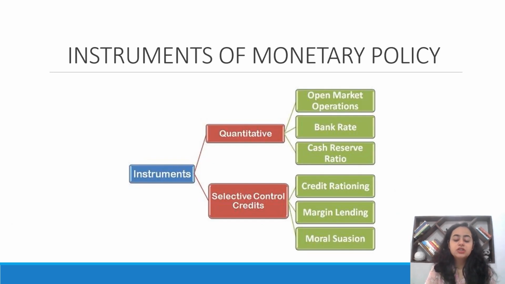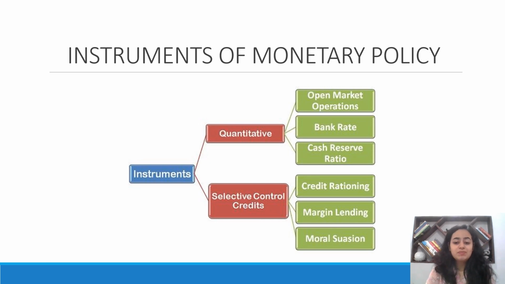So now let us talk about the instruments of monetary policy. There are two types of instruments, namely quantitative and qualitative. The quantitative ones here, as you can see, are of three types: open market operations, bank rate, and cash reserve ratio. So now what do we mean by open market operations? Open market operations are basically when the central bank is buying or selling securities in the open market. Open market is a place for non-banking institutions to invest with the central bank.